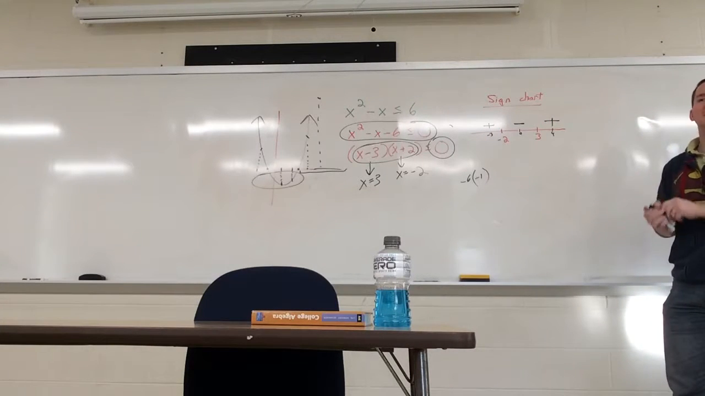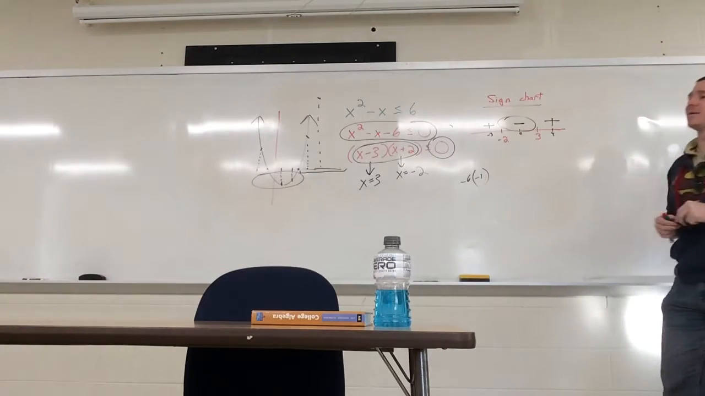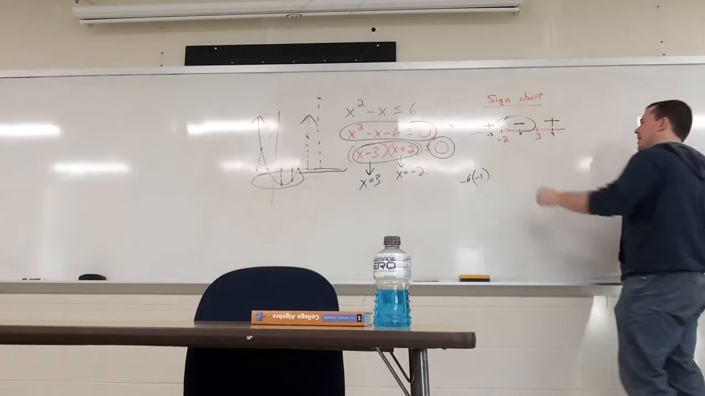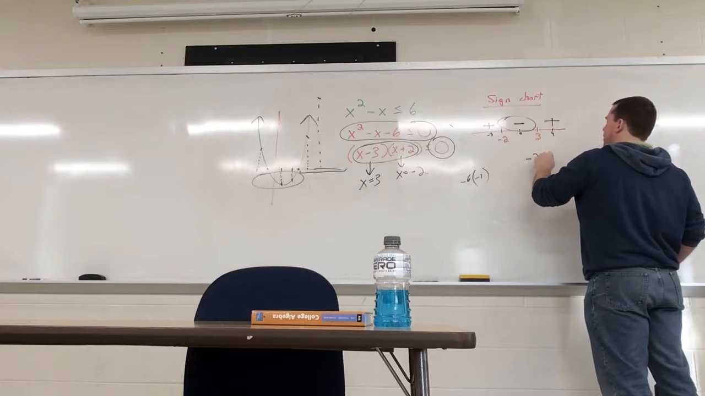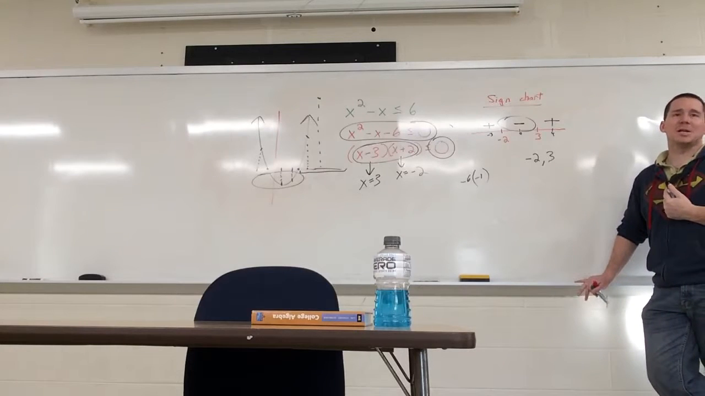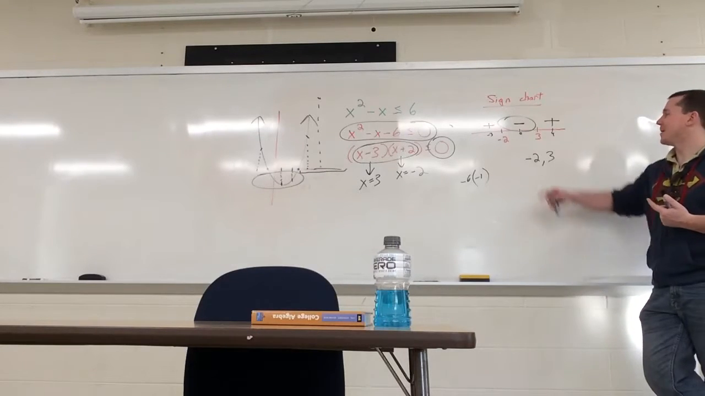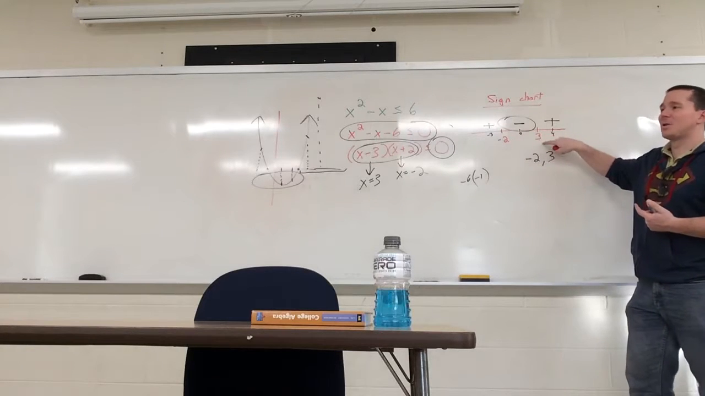So where are my solutions? I want where it's less than or equal to 0. It's negative right in there. So my answer would be what? -2 to 3. This thing, you're going to have to write in interval notation. Do you all know how to write interval notation? Yes, no? Not really sure? Okay, we're going on the interval from -2 to 3.